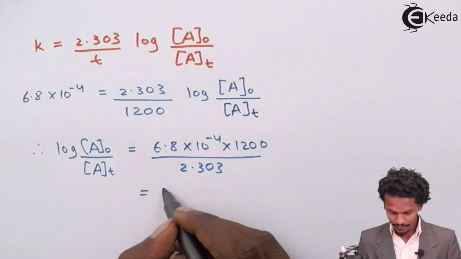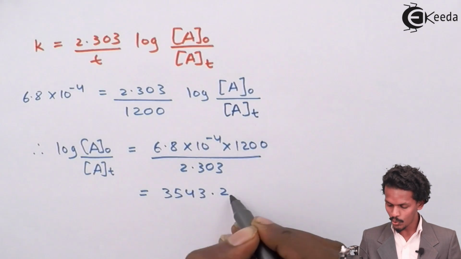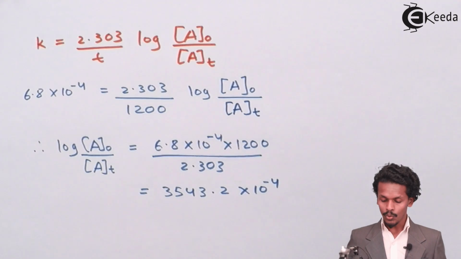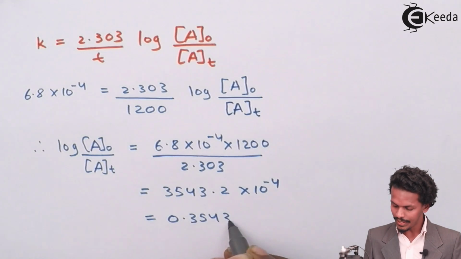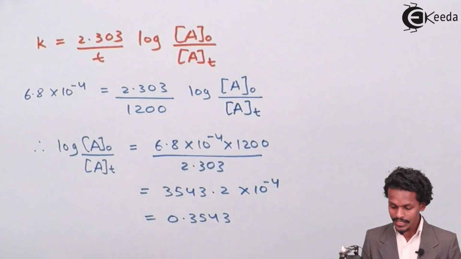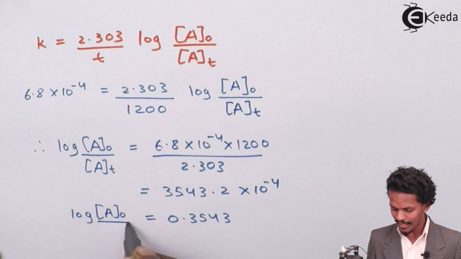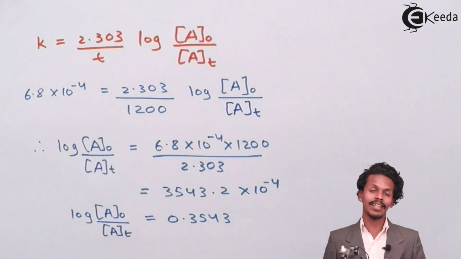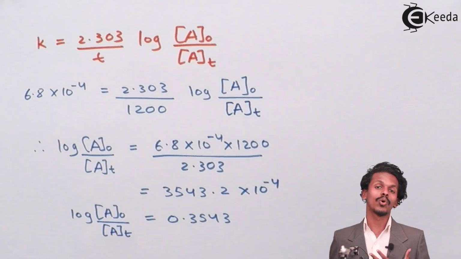The answer is 3543.2 into 10 raised to minus 4. So I could write it as 0.3543. Fine. So this is the value of log of A0 divided by At. But this is not the final answer that we have to calculate. We have to calculate the value of At. So how can we do that?